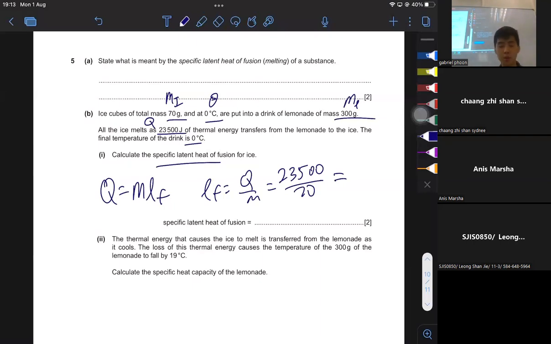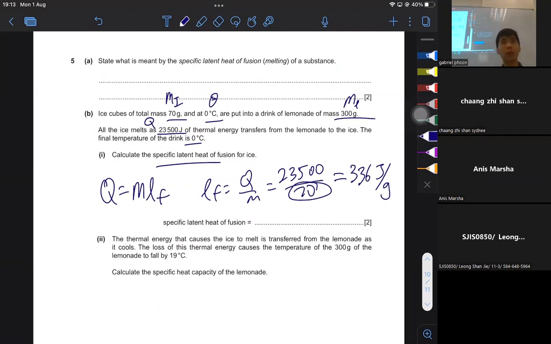How much? 336 joules per... No, it's not. Grams. Why? This 70 is in grams, right? If you change it to kg, then it's acceptable. Then it will be a totally different answer already. It'll be a damn big answer, right? 0.0009. Yeah, damn big. But it's acceptable. You have to be careful with the units, guys.